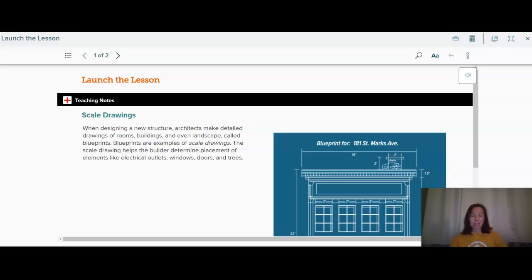Now this one's kind of different because we're going to look at scale drawing. When you're designing any kind of structure, architects make a detailed design of the rooms, the building, the landscape. We call these blueprints, and blueprints are a really good example of a scale drawing. The scale drawing helps the builder determine where to put different things. And again, obviously it's not the same size as the building, but it should be in the same dimensions as the building.